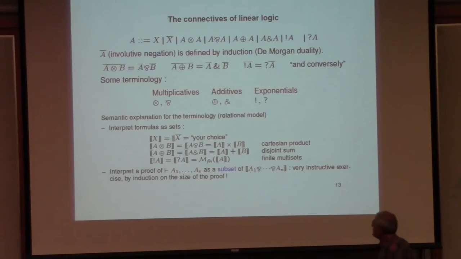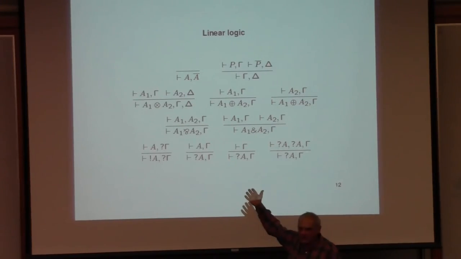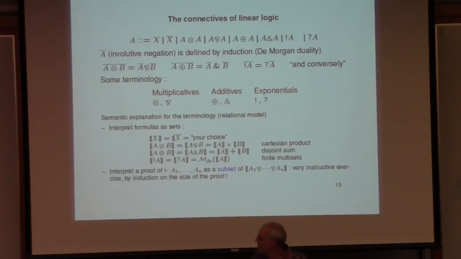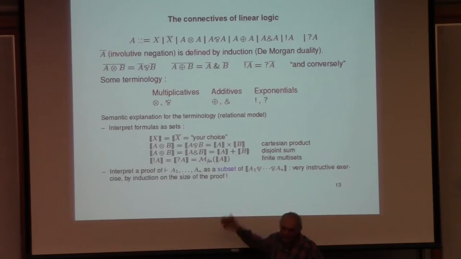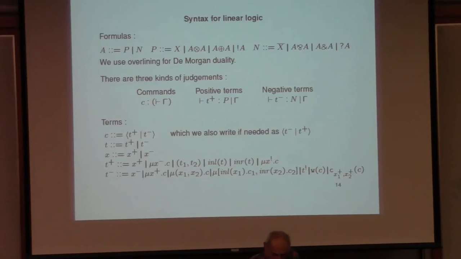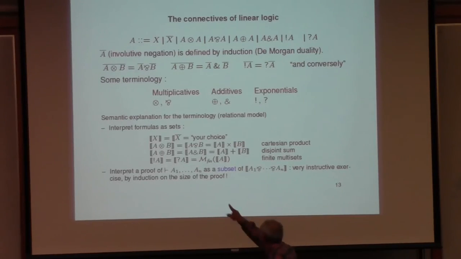Okay, so the exercise is that you take all the proof rules, there are not so many of them, and try to execute this program. Give explicitly the interpretation of the proof of the conclusion, knowing the interpretation of the proof of the assumptions. And then you will understand why the multiplicatives are really interpreted as Cartesian product and the additives as disjoint unions.